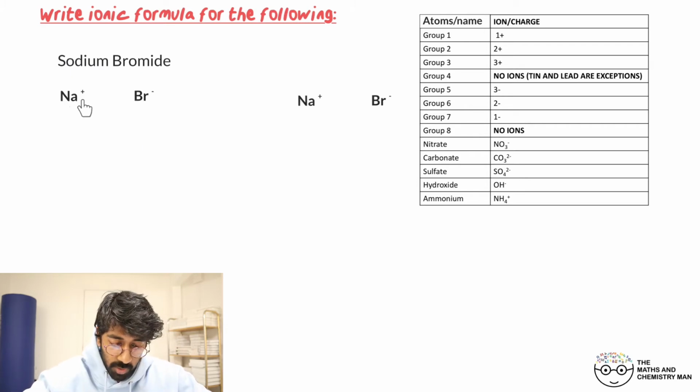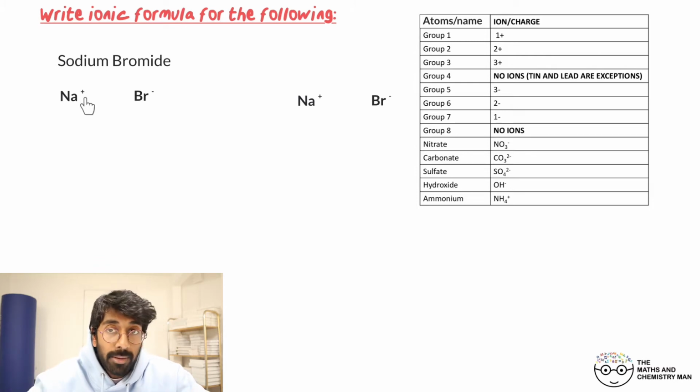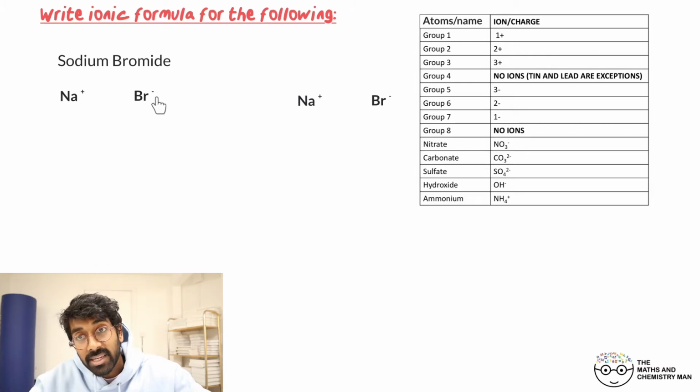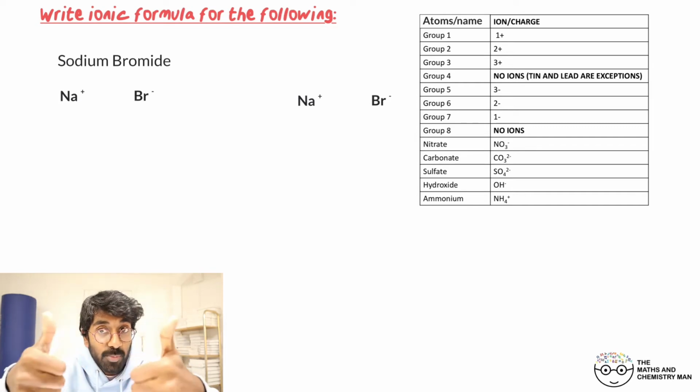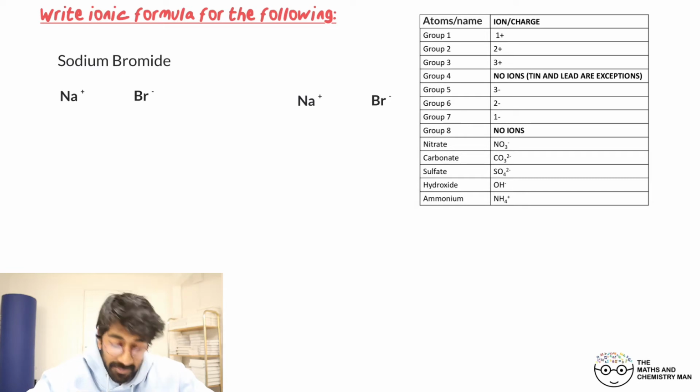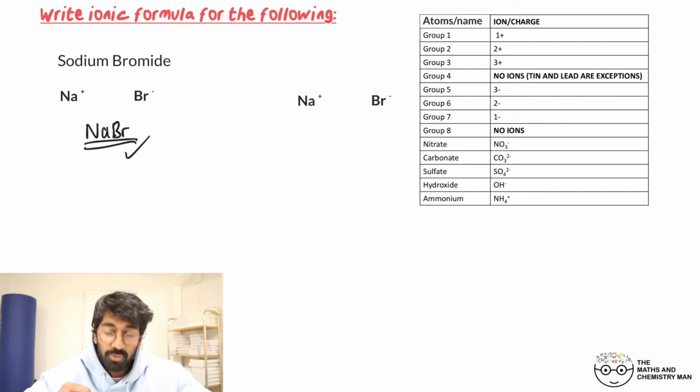So, this is what we've got so far, Na plus and Br minus. In order to form an ionic compound, the charges need to balance, okay? And now, since we've got 1+ here and 1- here, they balance and they cancel each other out. So they are super happy to join together. So let's join together now and make NaBr. Bam. And that there is your formula.